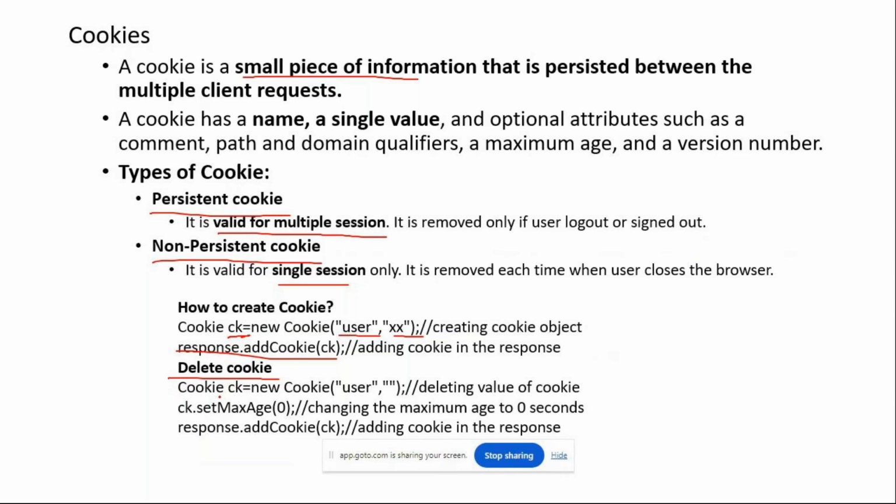Then you're creating a cookie named user. You're setting the maximum age to 0, which means you're setting the cookie to 0 seconds, which means it will be deleted. Okay, the cookie will be deleted. The cookie will not be added to the response.